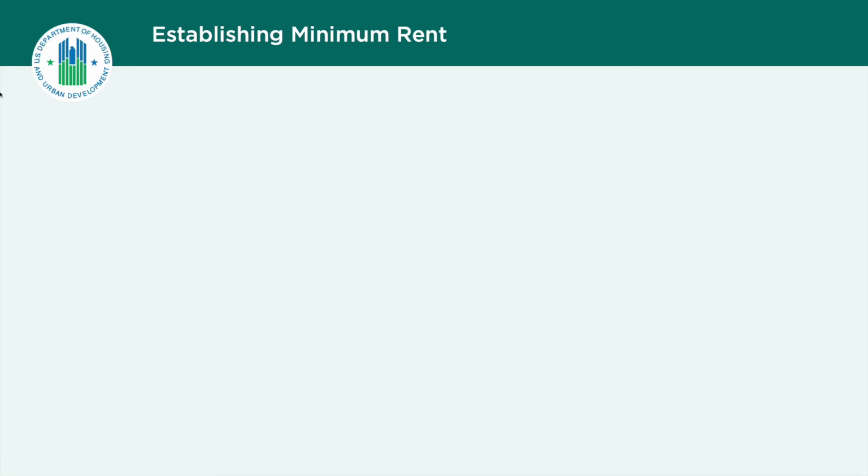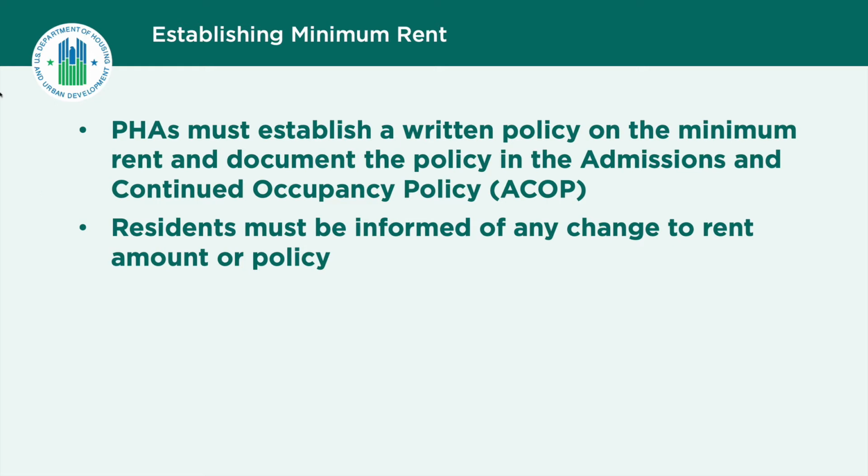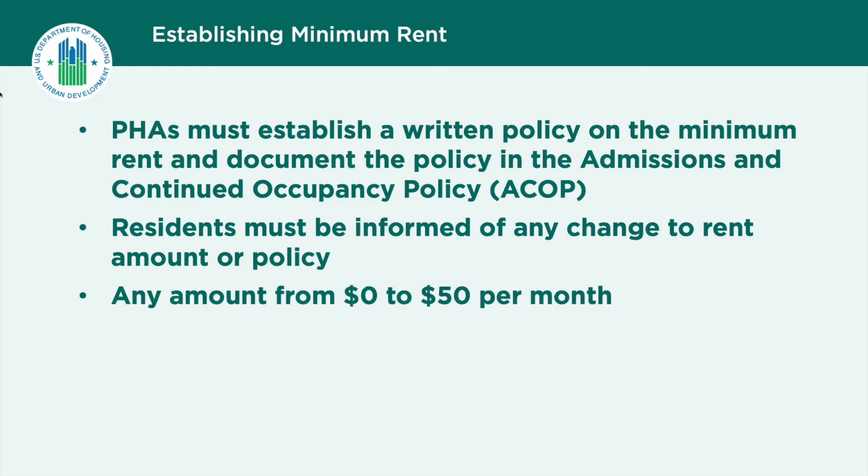PHAs have to establish a written policy on the minimum rent. This policy and rent amount must be documented in the PHA's Admission and Continued Occupancy Policy, or ACOP. Residents must be notified of any change to the policy. A PHA may establish a minimum rent at any amount from $0 to $50 per month.